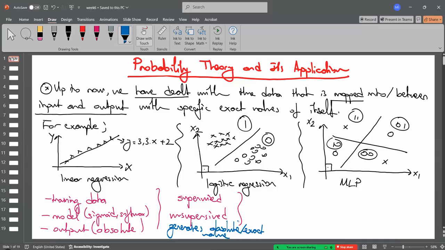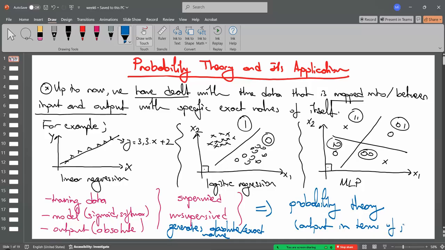But what if we want to build not absolute or exact values of these outputs? For example, we want to design the classification algorithm based on logistic regression, but we don't want the exact values of 1 or 0. And so, how can we build this algorithm based on mathematics? And so, we should call it the probability theory. We can identify all the outputs in terms of probability.